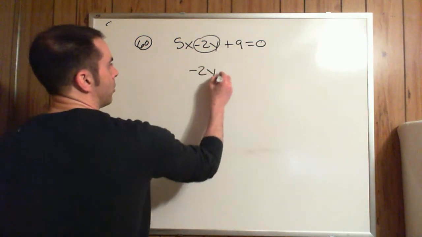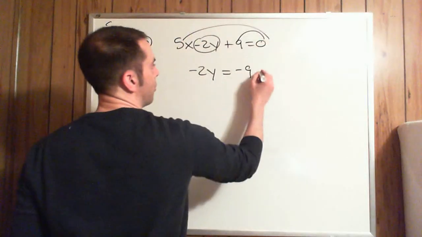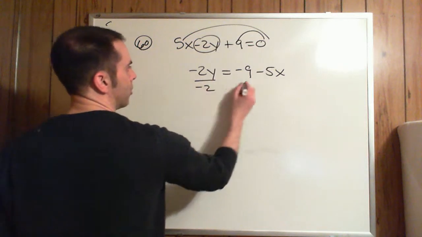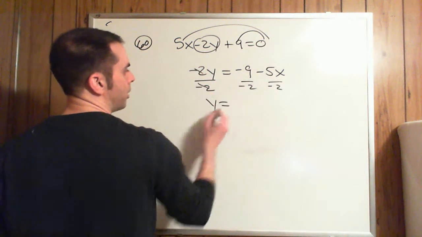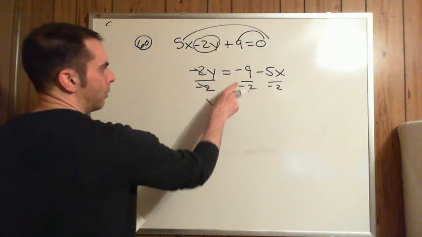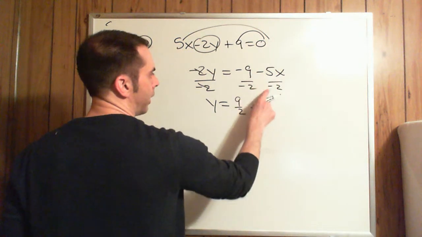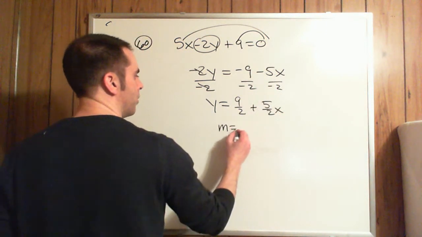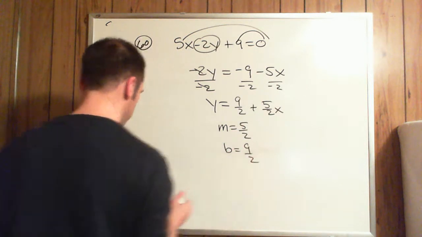So I will take over the 9, and it will become negative 9. Take over the 5x, it will become negative 5x. I'll divide every term by negative 2 to undo the multiplication, and y will be equal to negative 9 over negative 2, which is 9/2, and negative 5 over negative 2 is 5/2. So the slope of the line is 5/2, and the y-intercept is 9/2.